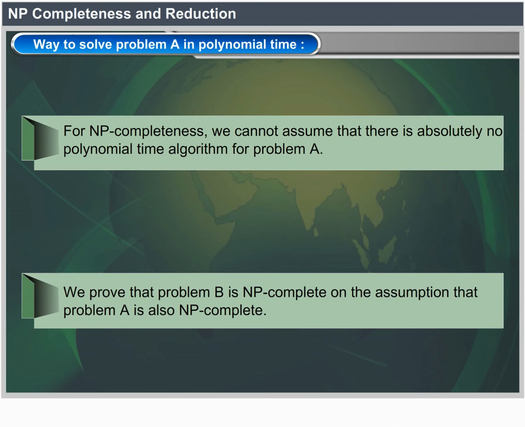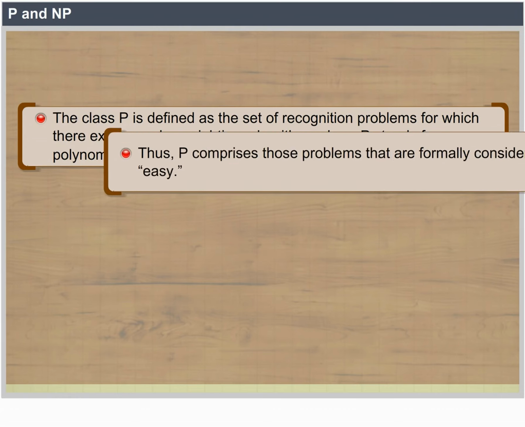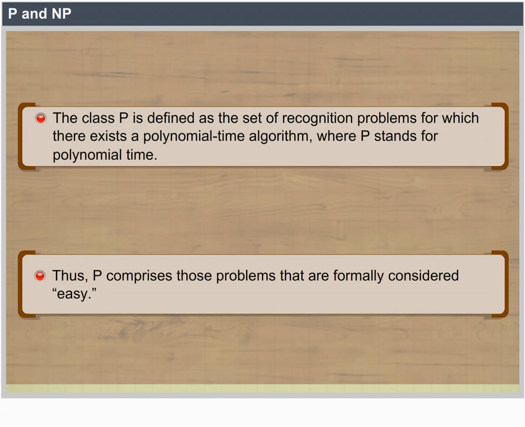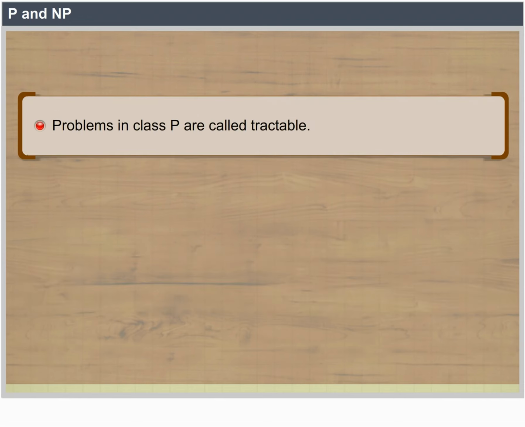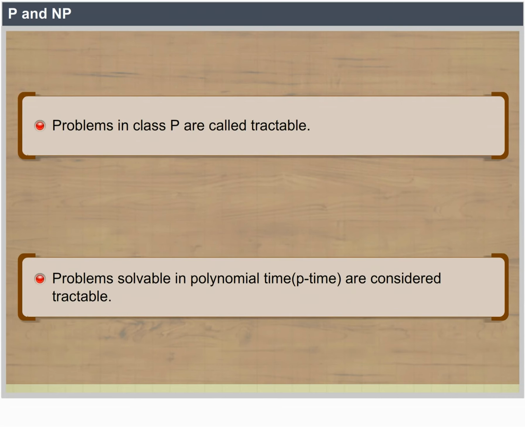P and NP. The class P is defined as the set of recognition problems for which there exists a polynomial time algorithm, where P stands for polynomial time. Thus, P comprises those problems that are formally considered easy. Problems in class P are called tractable. Problems solvable in polynomial time, P time, are considered tractable.